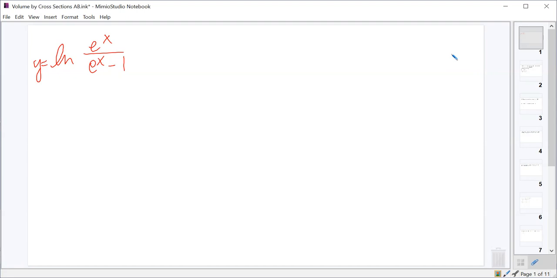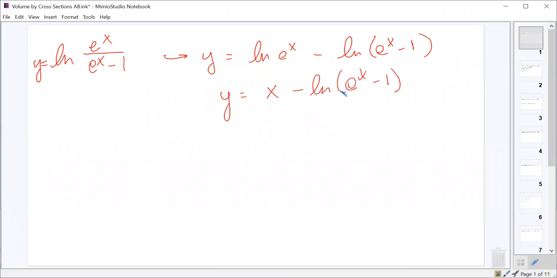So first thing I would do with that one is I would rewrite the natural log as y equals natural log of e to the x minus natural log of e to the x minus 1, just because that's something we can do with logarithms, right? And natural log of e to the x to begin with is just x. So in fact, I'd probably do this first, x minus natural log e to the x minus 1, and then I'd take the derivative of it from there.